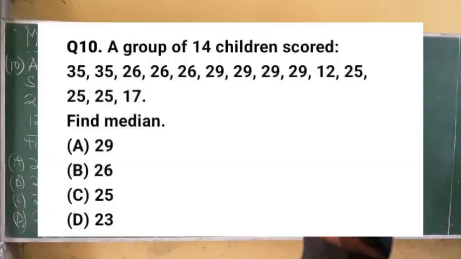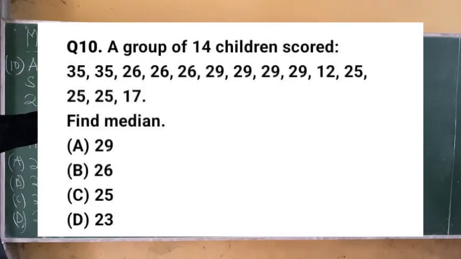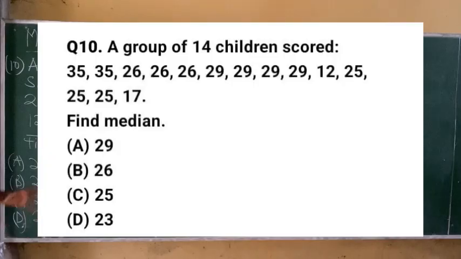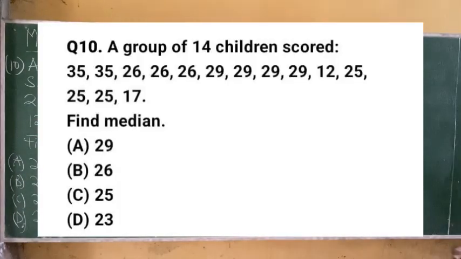Question 10 says, a group of 14 children scored 35, 35, 26, 26, 26, 29, 29, 29, 12, 25, 25, 25, 17. Find the mean. Okay, this is your test score. They say we should find the mean. Option A, we have 29. Option B, we have 26. Option C, we have 25. And D, we have 23.